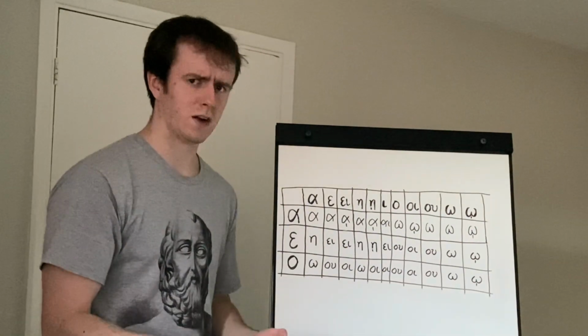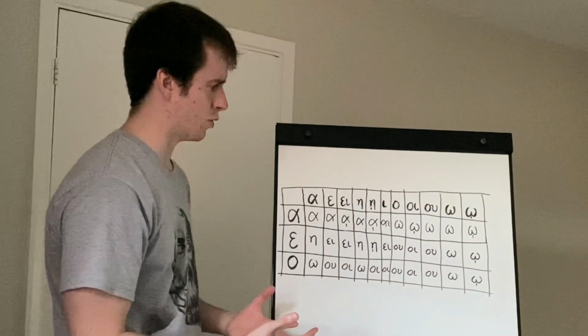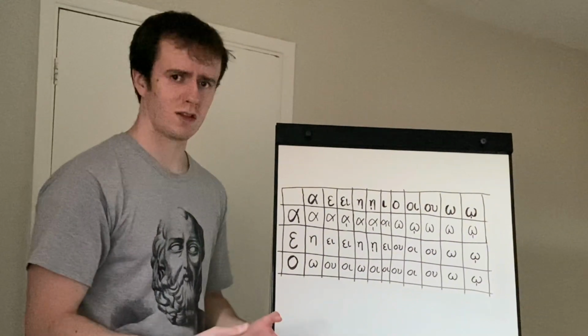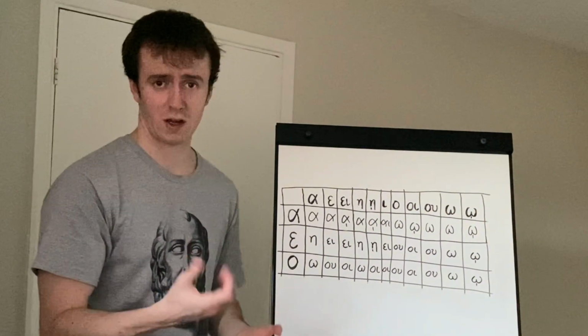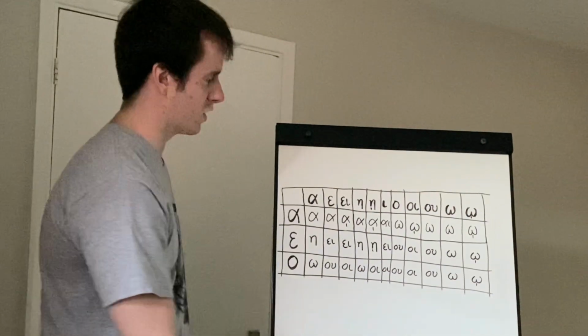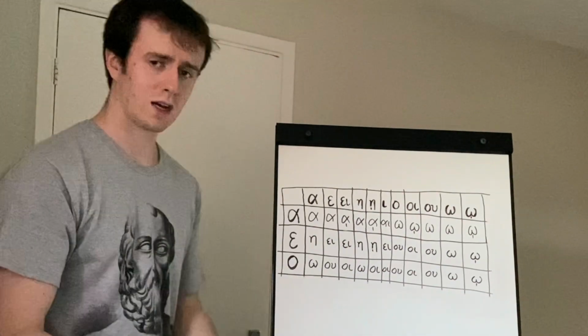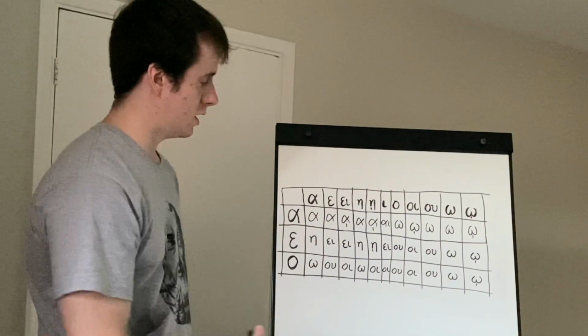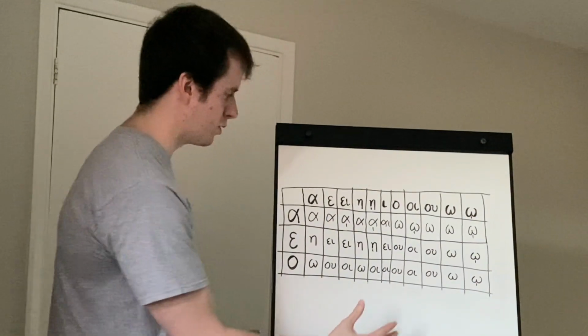I modified it when I first learned it because I found that the order of vowels they use in the table is slightly unintuitive, so I put them in what I think is a more intuitive order. But anyway, if you want to know how to conjugate contract verbs, the second way, and my preferred way, is to learn this table. Now, how does this table work?